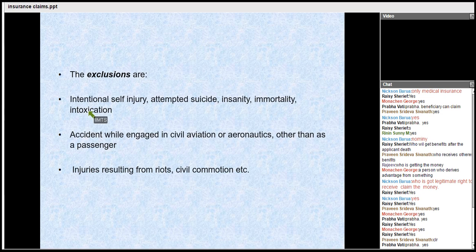The exclusions are intentional self-injury, attempted suicide, immorality, intoxication, accidents while engaged in civil aviation or aeronautics other than as a passenger, injuries resulting from riots, civil commotion. Clear? Fine? Now, what all additional documents are required in that case?